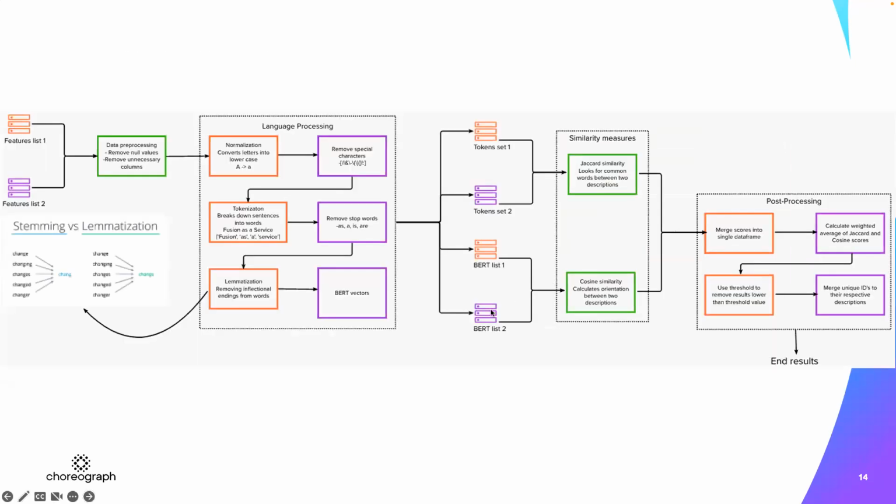Now, before showing you the results, this is the complete end-to-end architecture that we are working on right now. So looking from the left-hand side, you give two lists of features at the input, you pass it through some basic data processing, and then you send it to the main language processing part where you will run some natural language processing related steps in a specific sequence. And then at the output, you end up with two kinds of sets, tokens and vector embeddings, and you pass these sets of tokens and vector embeddings into Jaccard similarity and cosine similarity respectively.